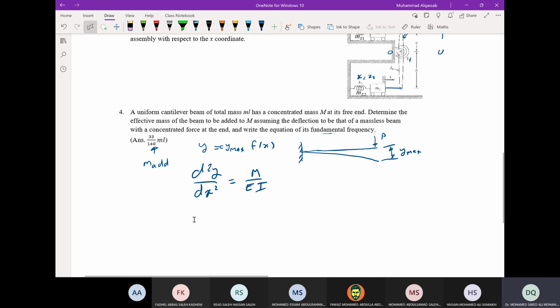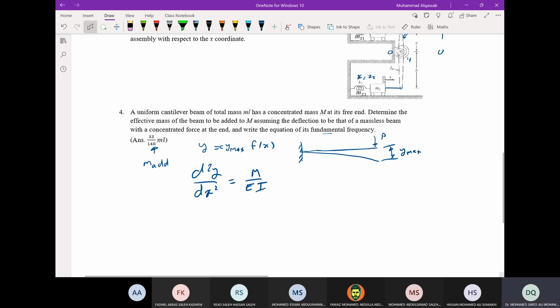Then you use y as a function of x only. You don't need the exact deflection under the concentrated force. You need the distribution shape of the deflection of the beam.